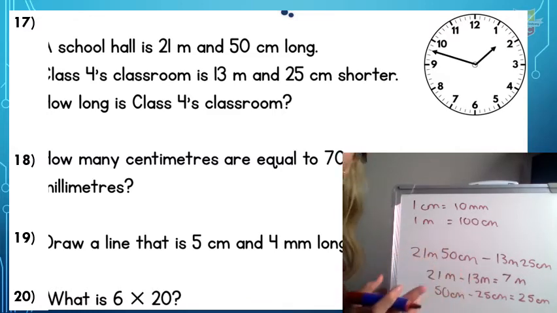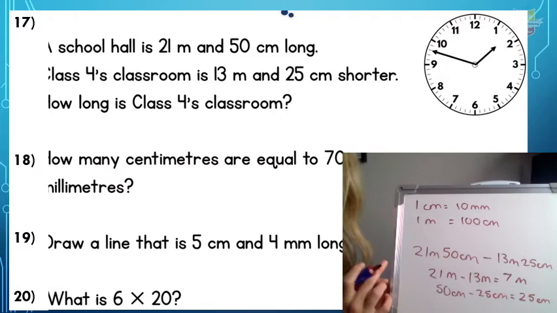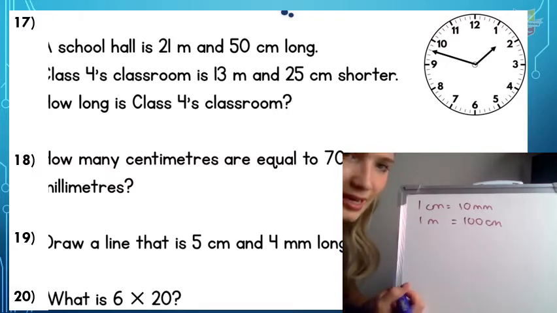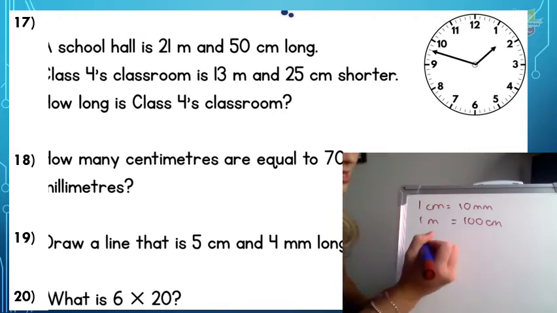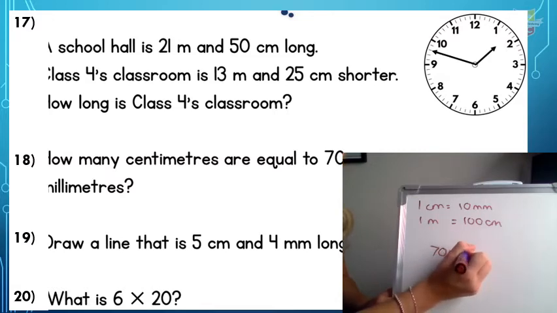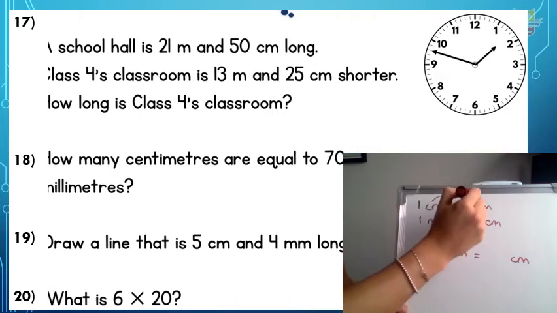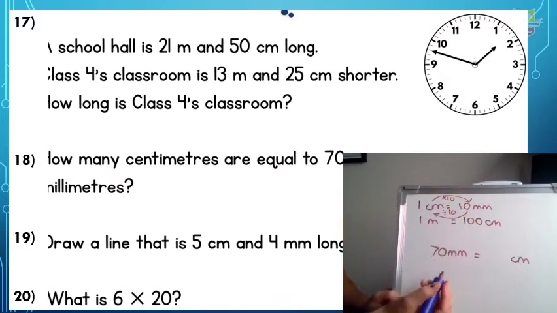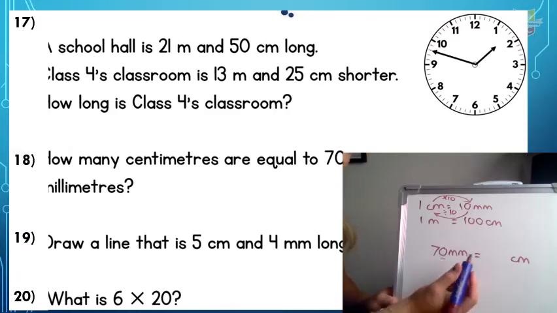Now you could have also converted it or used column method, but that would probably have been the easiest way to work this out. Then for number 18, how many centimetres are equal to 70 millimetres? So I've got 70 millimetres. I want to go to centimetres. Now remember, when we're going centimetres to millimetres, we times by 10. And when we go millimetres to centimetres, we divide by 10. So I need to do 70 divided by 10. And obviously I know if it's got a 0 on the end, I can just take the 0 off. So it will be 7 centimetres.